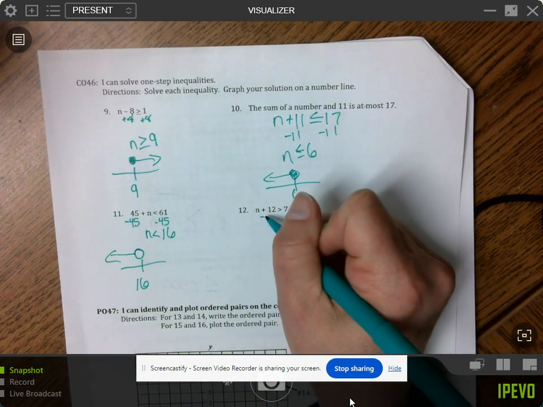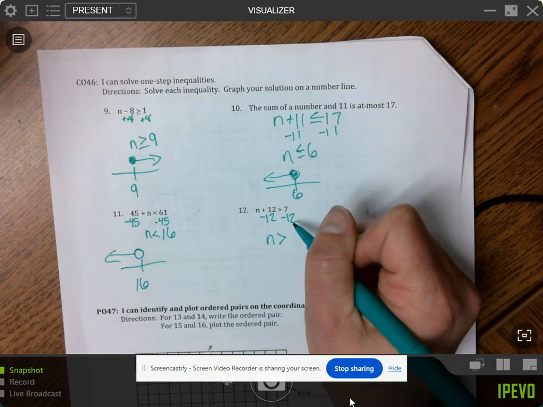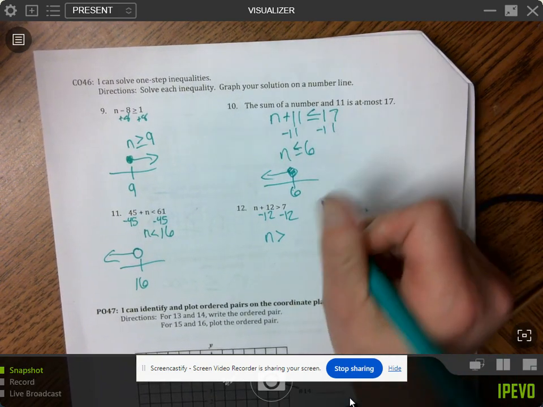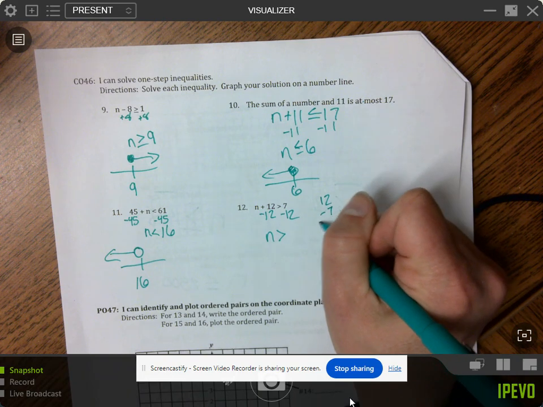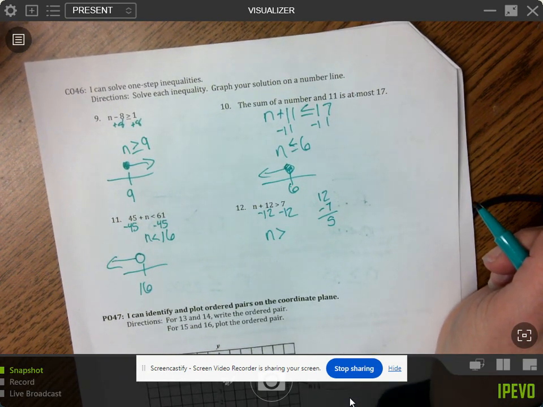And n plus 12, I want to subtract 12 from both sides. 7 minus 12. I had a lot of people who showed their work and they did this. Why is that wrong? Why is it not 12 minus 7 equals 5?